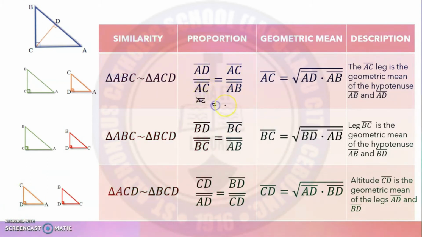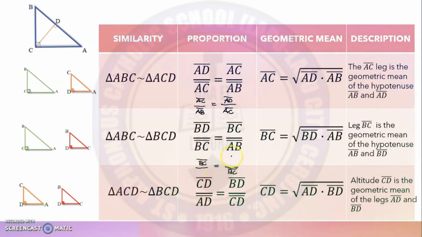You could also write AC, as long as they are opposite to each other in that way, and the AC, the hypotenuse AB, and the segment that is adjacent to AC, which is AD. So you can write it in this way. As long as AC there, class, is written opposite to each other. Also for this leg, so you can write BC in this way. They are opposite to each other.